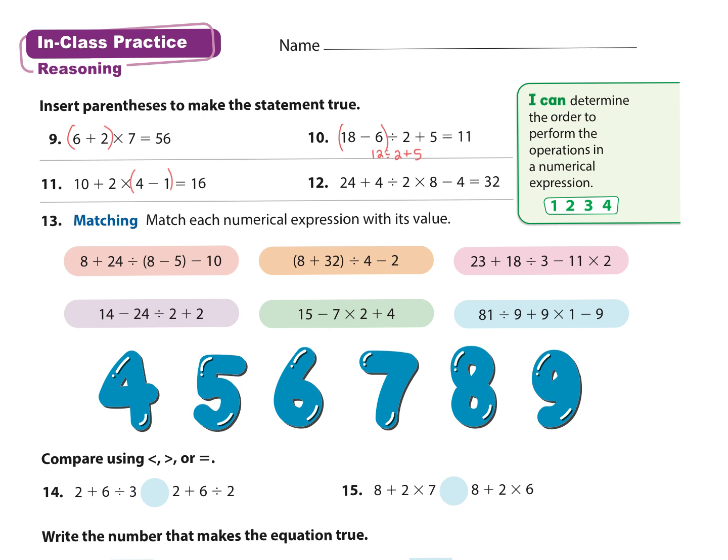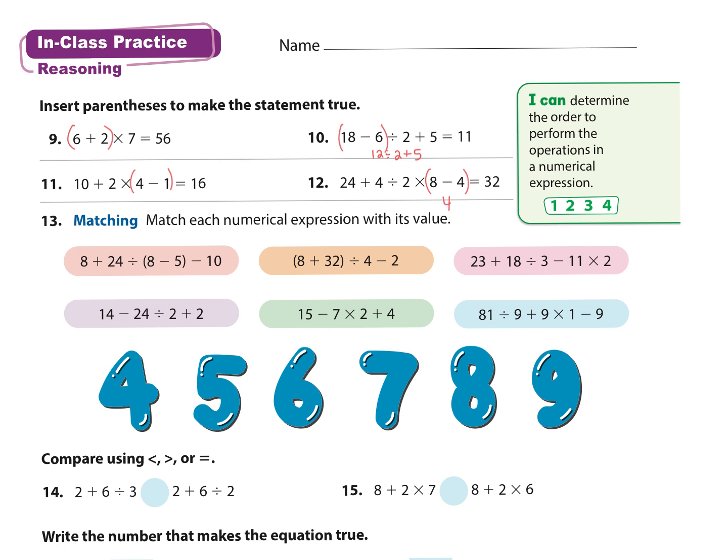Okay, what about number 12? I'm trying to get 32. 8 minus 4. Okay, so we're going to try the 8 minus 4. So if I did 8 minus 4, that's going to equal 4. And then I'm left with 24 plus 4 divided by 2 times 4. So what would I have to do first in that problem?